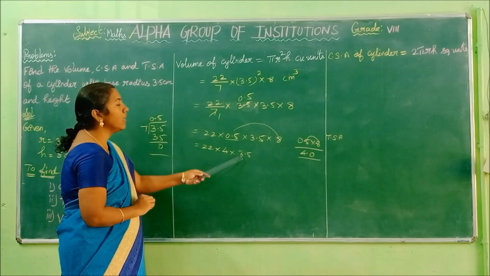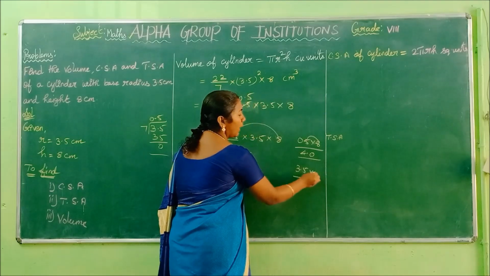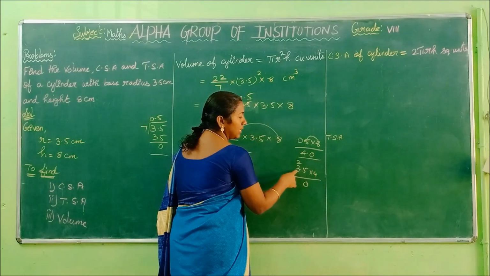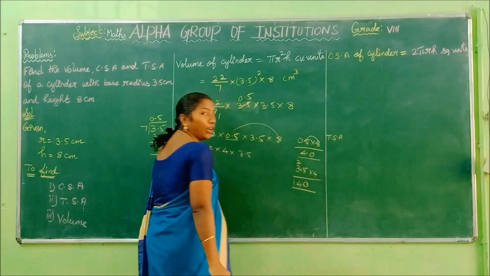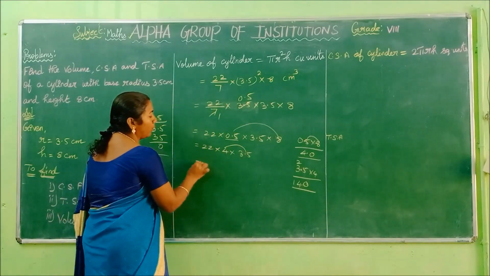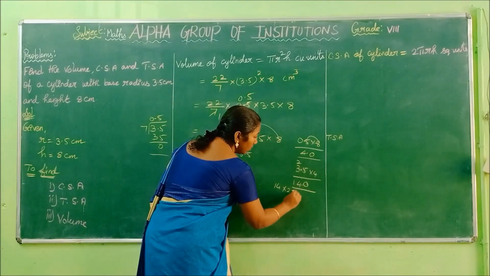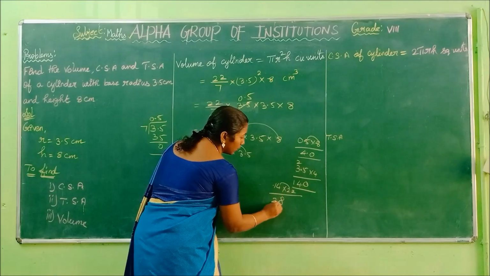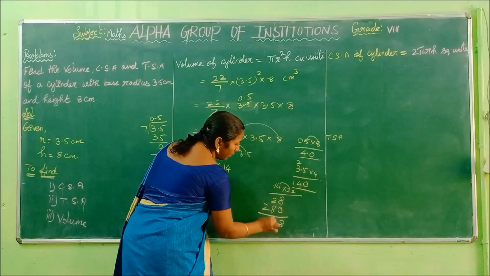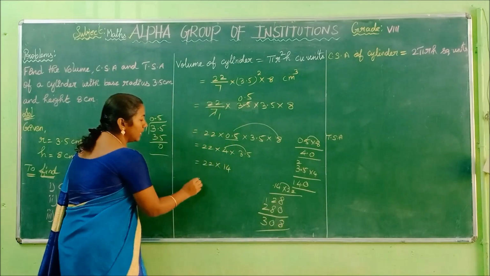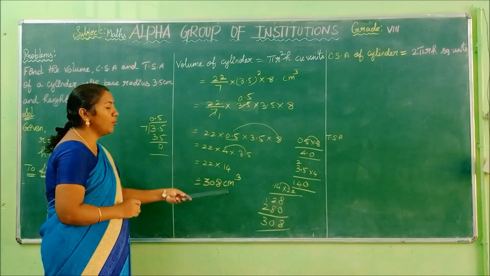Next we are going to multiply 3.5 with 4. So 3.5 into 4. 5 4s are 20. Remember 2. 4 3s are 12 plus 2, 14. After the decimal point we have only one digit. So 14.0. So 4 into 3.5 is 14, and 22 into 14. Next you have to multiply this 14 by 22. 4 2s are 8, 1 2 is 2. So your answer is 308 centimeter cube. Definitely I have to write the units here.